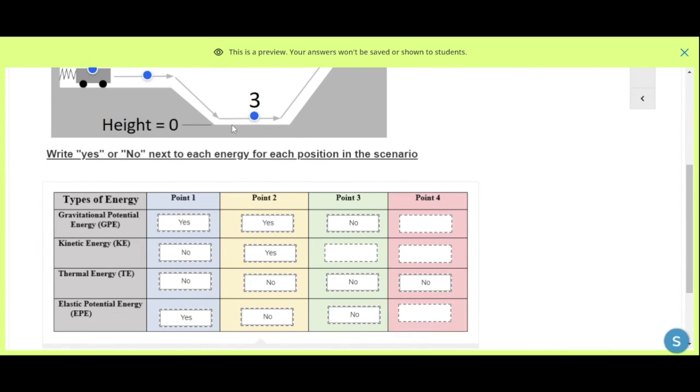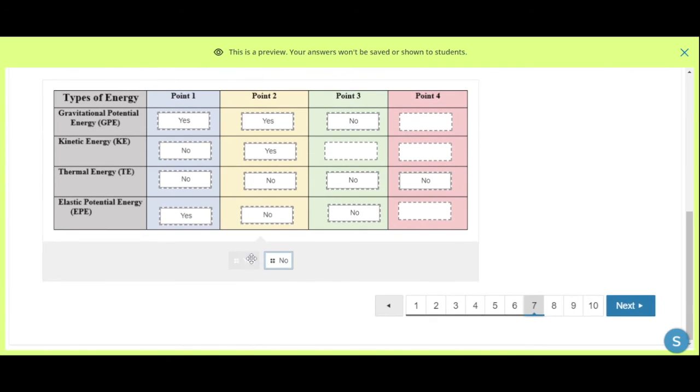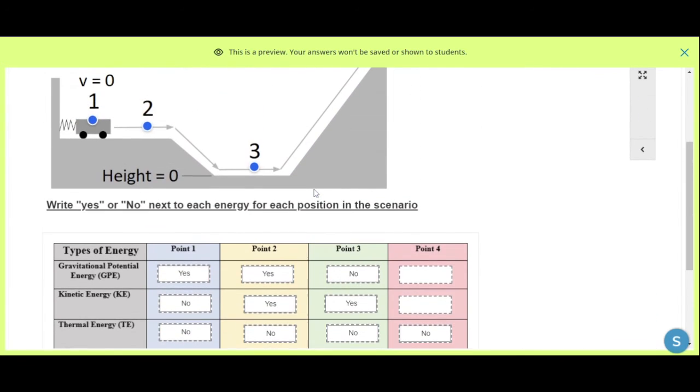Where did all of our energy go? Well, our cart is moving at this point. It's moving at point 3, so we're going to have a kinetic energy at point 3.